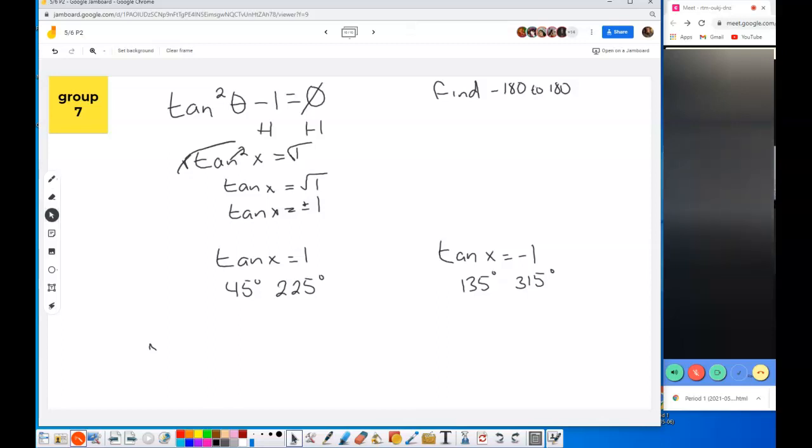Okay, so the general solution, well, I think the first 2 degrees, the last 2 degrees on each one don't fit the intervals. So we would do 45 degrees plus 180n, and then 135 plus 180n.